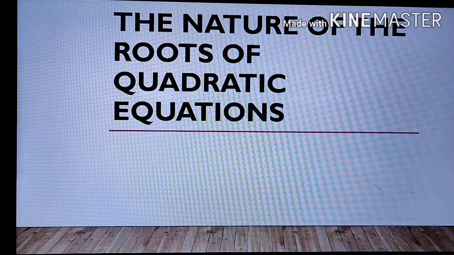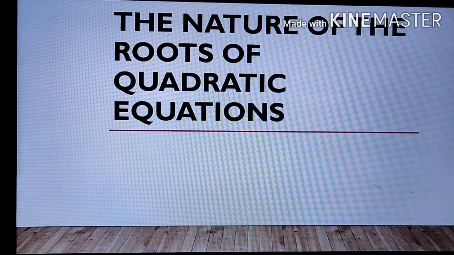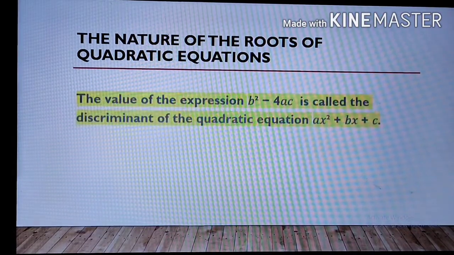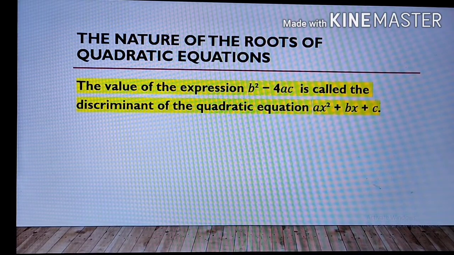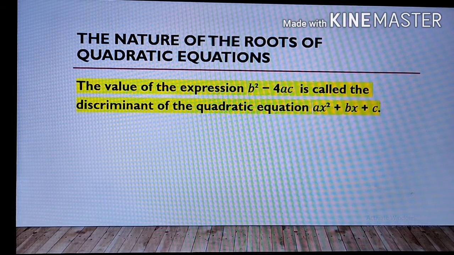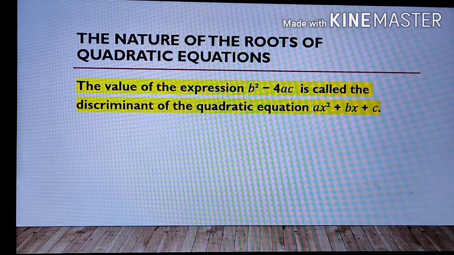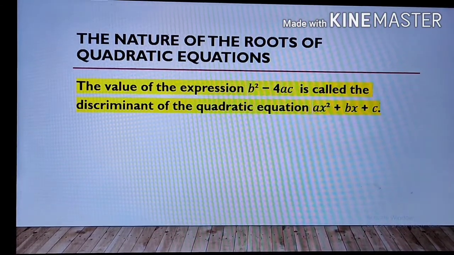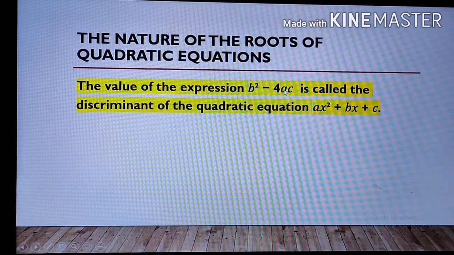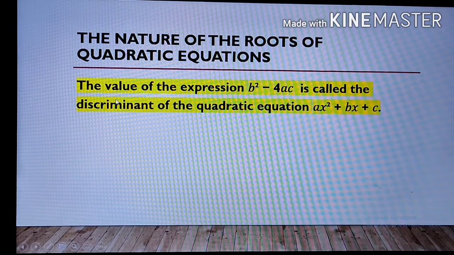The topic is about the nature of the roots of quadratic equations. Okay, the nature of the roots of a quadratic equation. The value of the expression b squared minus 4ac is called the discriminant of the quadratic equation ax squared plus bx plus c. So, if nakuha mo na yung value dito sa b squared minus 4ac, yung value na yun ay tinatawag na discriminant.